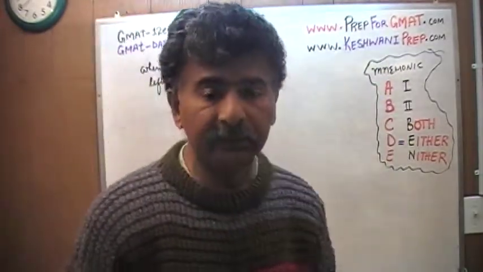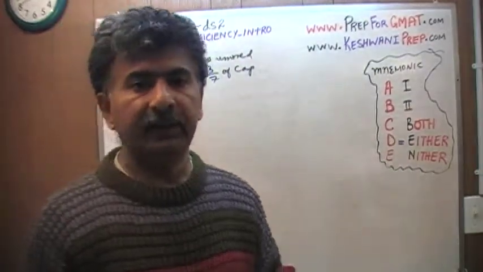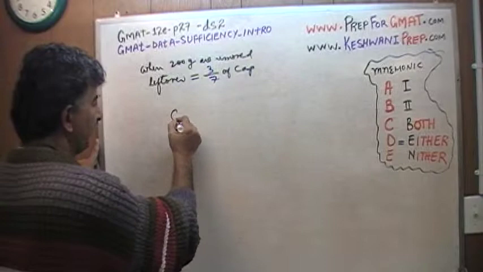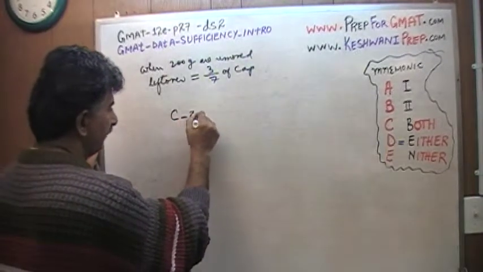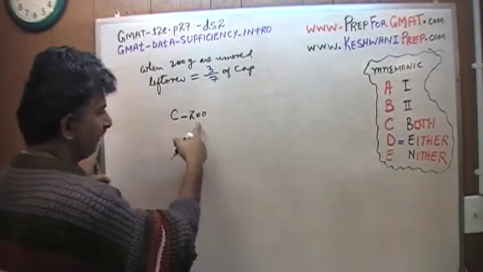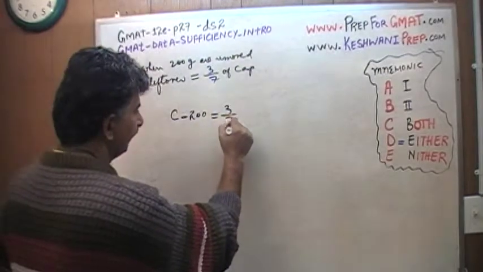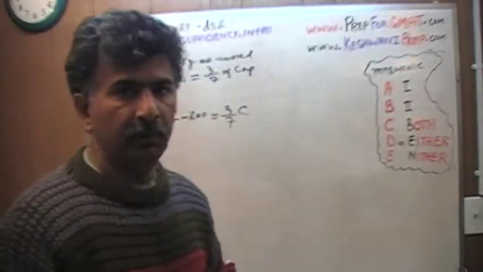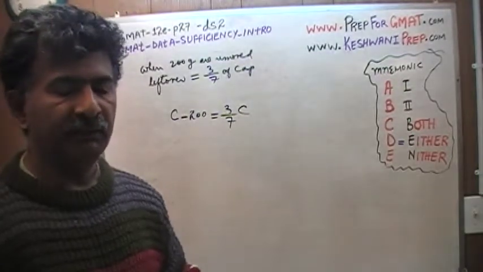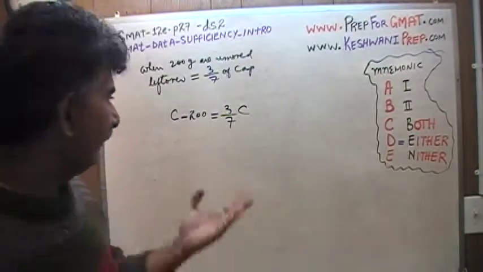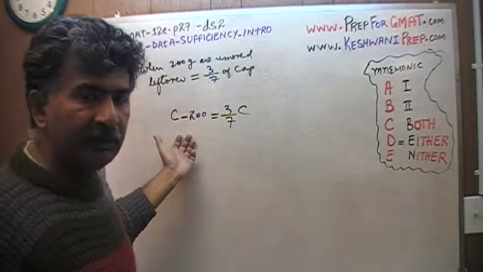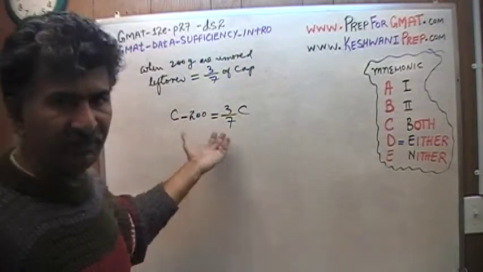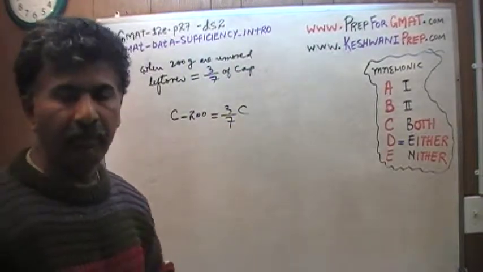Now in your haste, you might end up saying, when 200 gallons are removed, here's the capacity of the tank, this leftover, capacity minus 200, they're telling me, equals 3/7 of the capacity. That's what you might end up saying in your haste. You have to stop and think for a second that if that were true, then there would be no need for statement 1 or statement 2, because what you're telling me is that this is enough to figure out the value of the capacity.